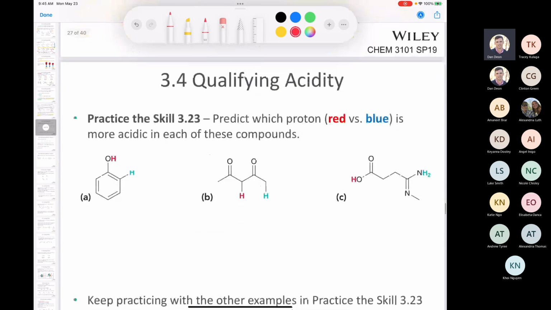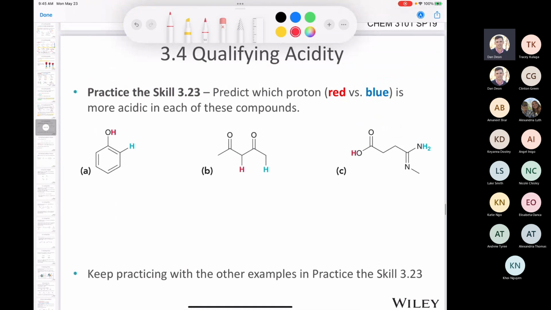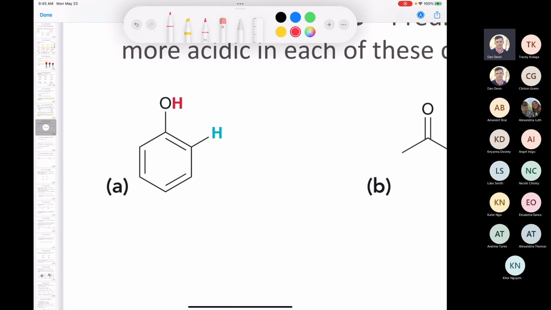Anyhow, let's move on and take a look at a practice question. You can see how this would be a very easy question for me to put on a quiz. Predict which proton, red or blue, is more acidic in each of these compounds. In A, we've got a red proton and a blue proton. Could anybody tell me which one of these is more acidic, the red or the blue? Yeah, it's going to be the red one, right?